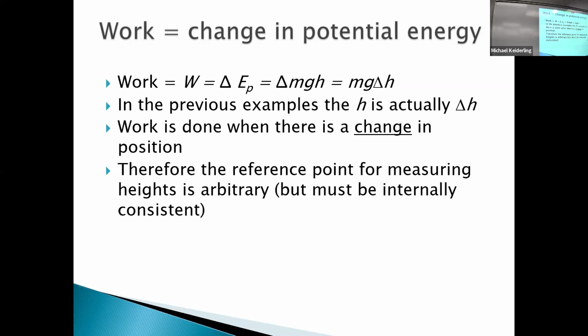Therefore, the reference point for measuring heights is arbitrary, but you do have to be consistent with it. You could choose anywhere as your reference point. You could measure from the ground, you could measure from the top of the table, you could measure from a distance infinitely far away, which is actually convenient sometimes. There's a lot of options.